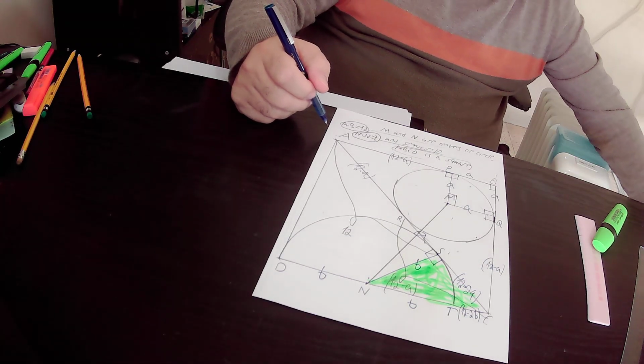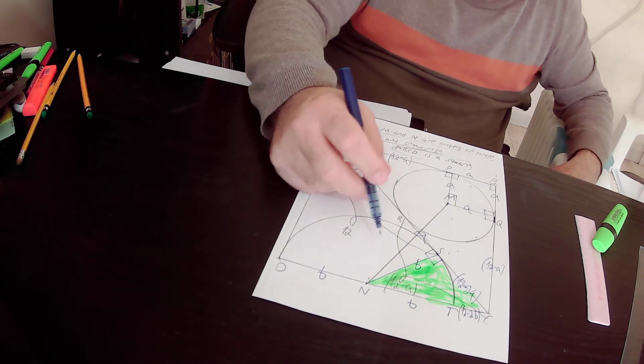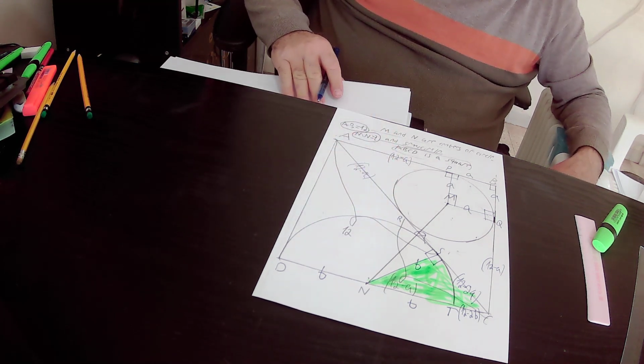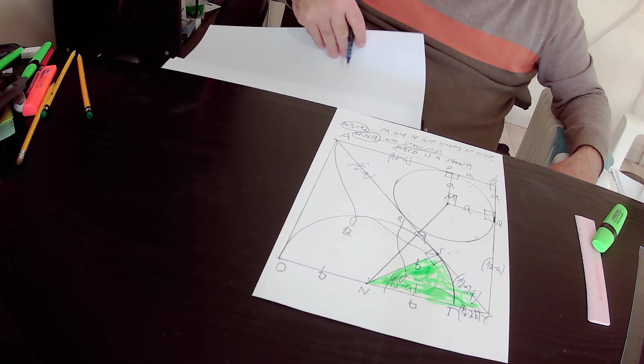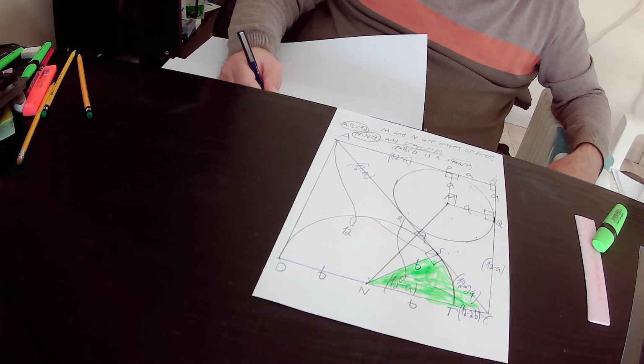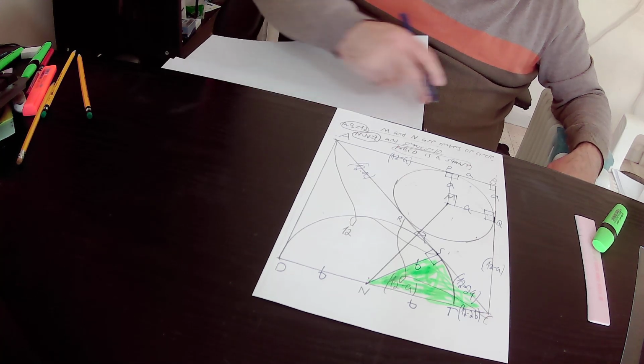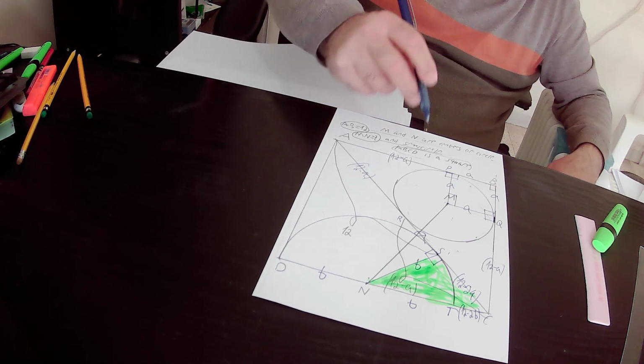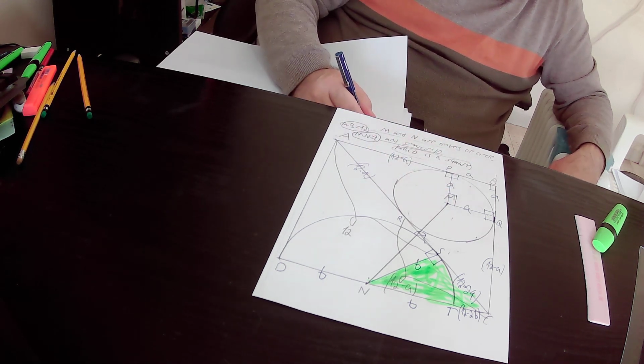Now we will implement the Pythagoras theorem on the right green triangle NSC. According to the Pythagoras theorem, the square of the hypotenuse equals the sum of the squares of the perpendiculars. That is to say, the hypotenuse is NC, so the square of the hypotenuse is NC squared.